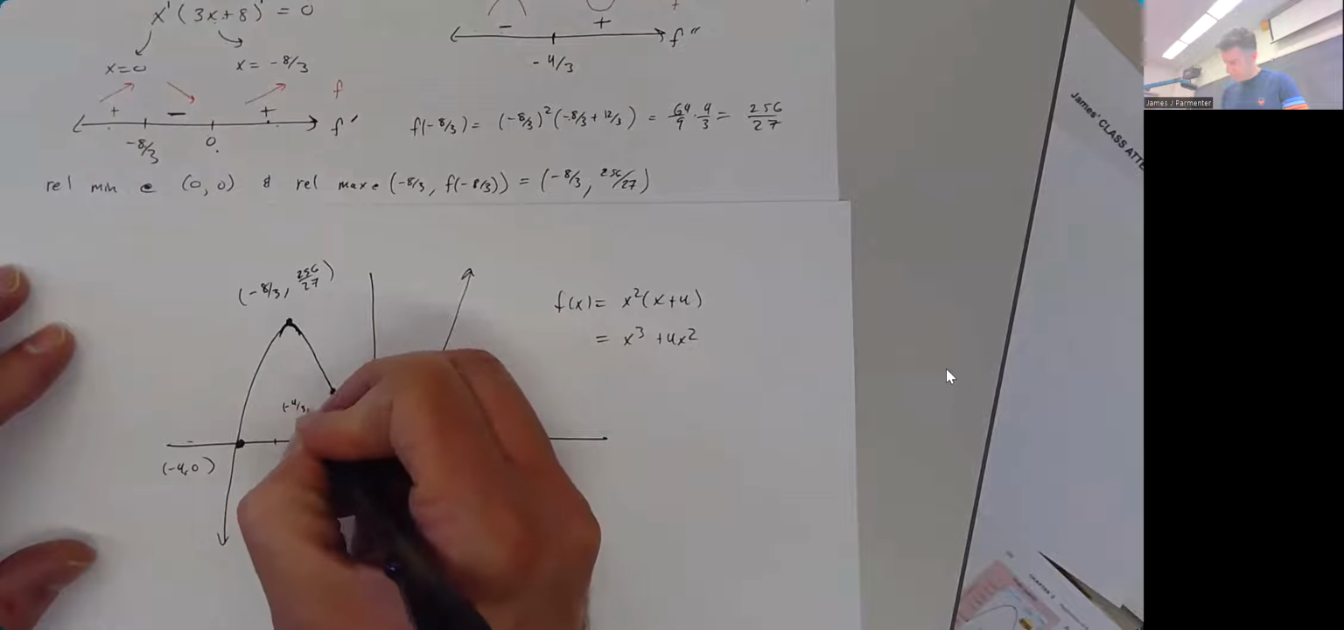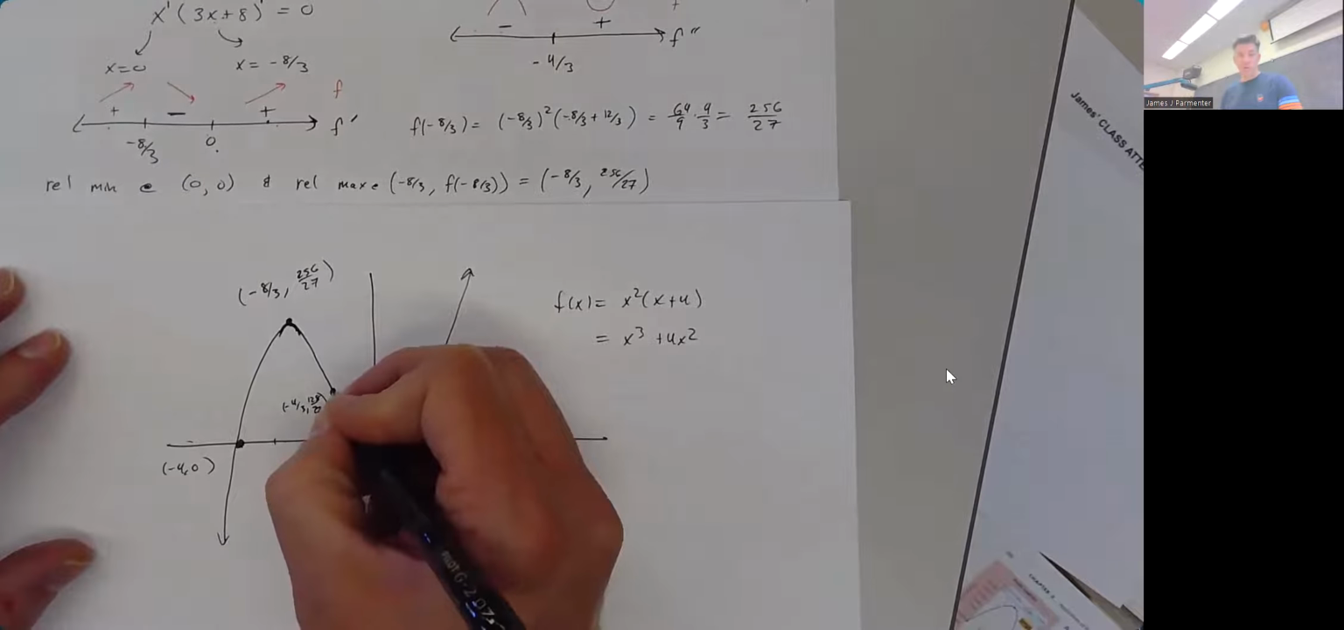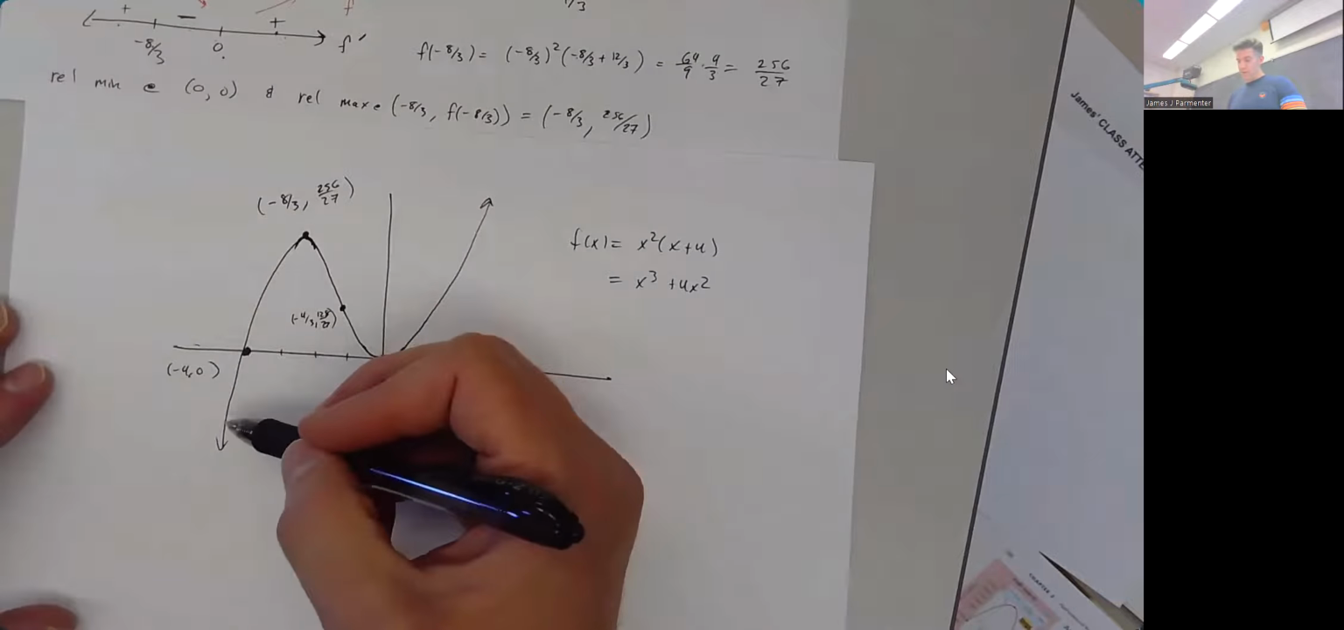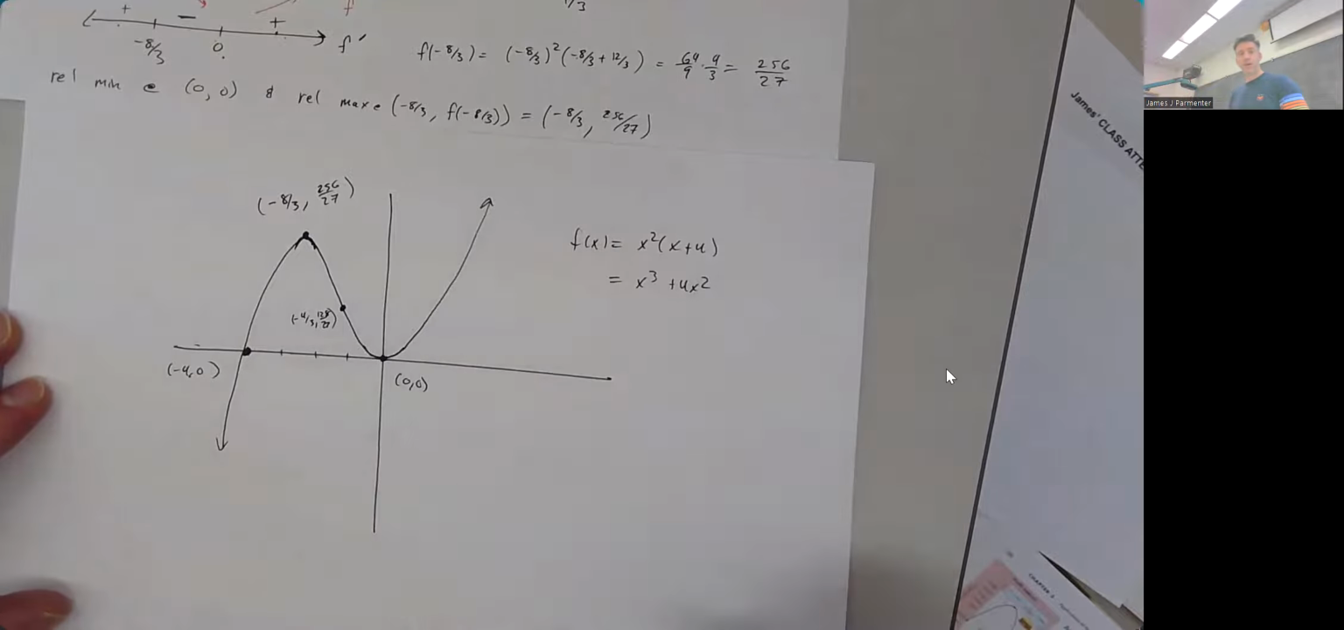(-4/3, 128/27). Okay. But look at the inflection point there. The inflection point is literally where you go from opening downwards to opening upwards.